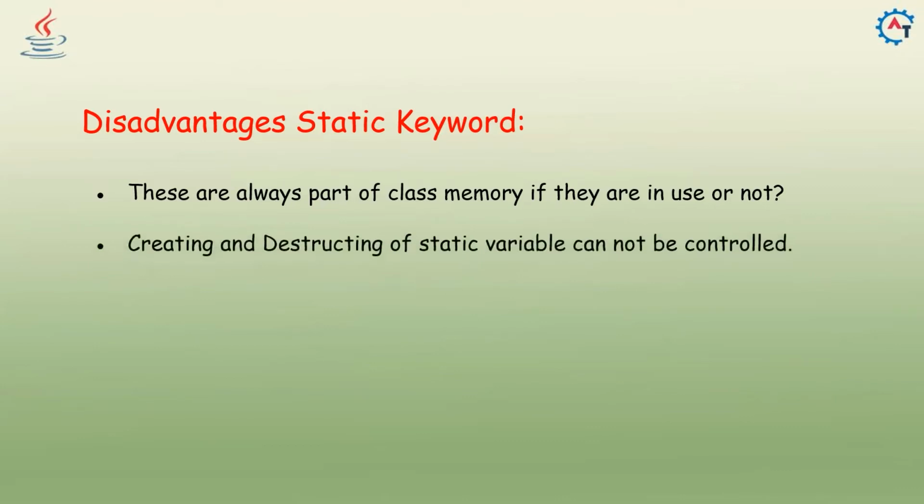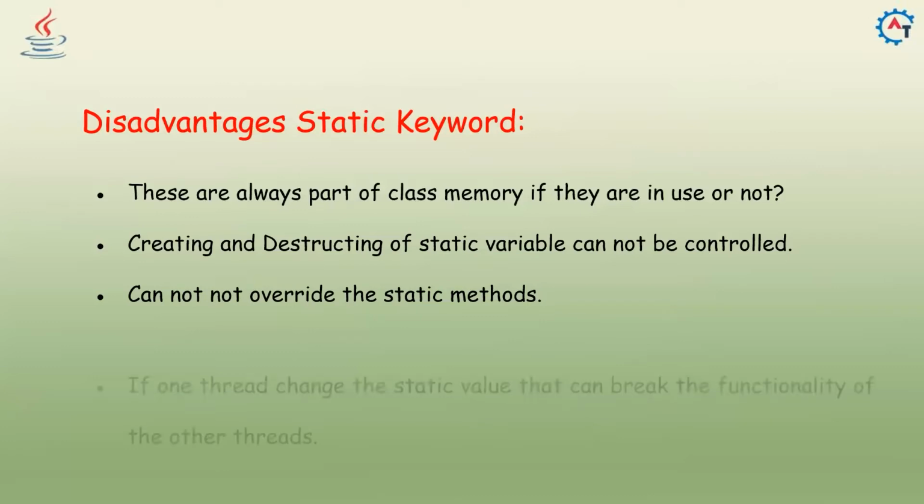Creation and destruction of a static variable cannot be controlled. If it is an object, I will create the object, but here you do not have any control. The moment the class loads, it will get created. Also, we cannot override static methods. What do you mean by override? We will discuss that, but static methods cannot be overridden.